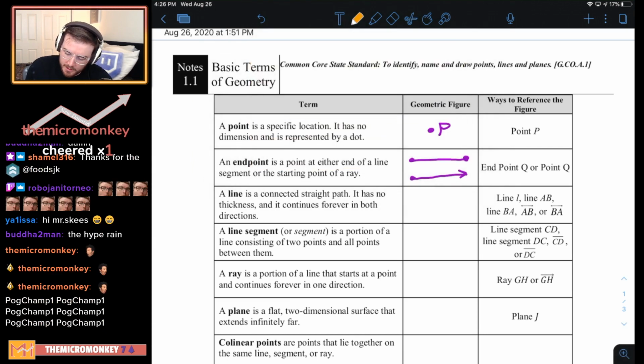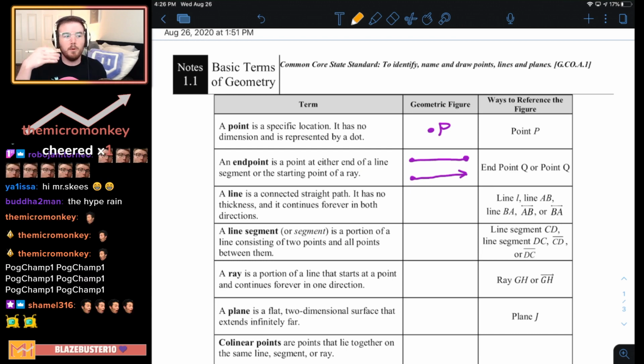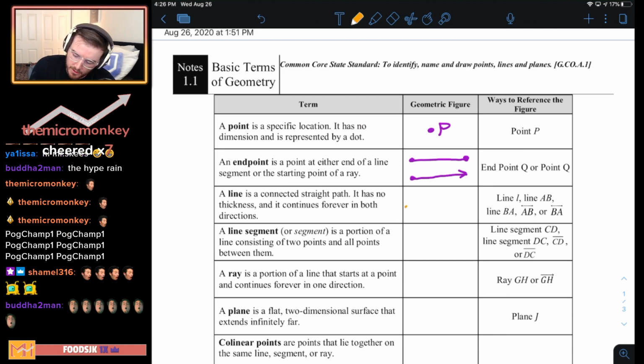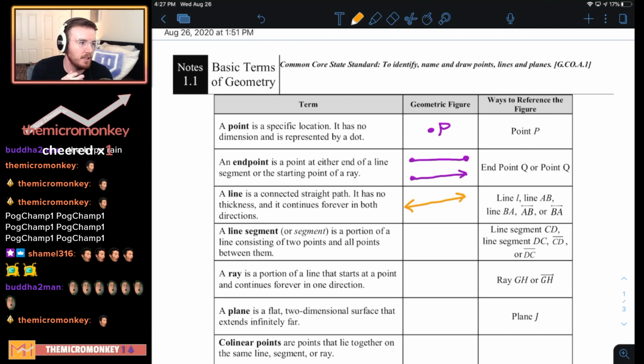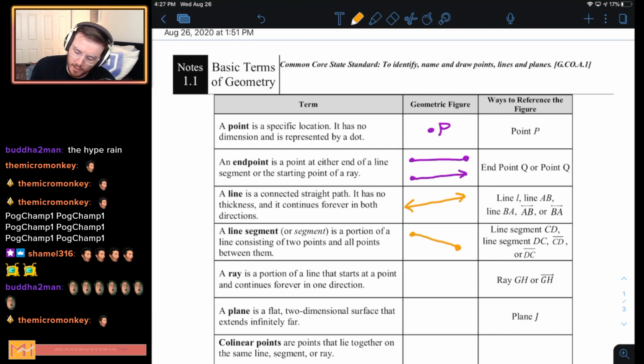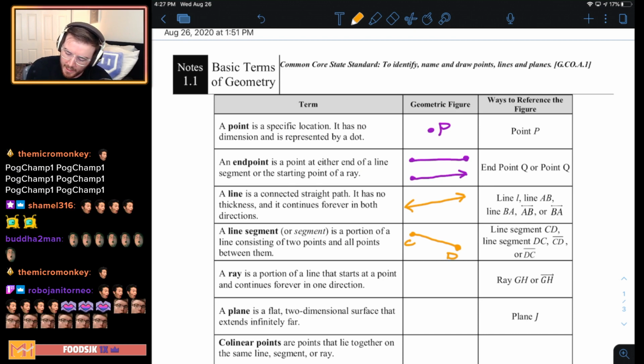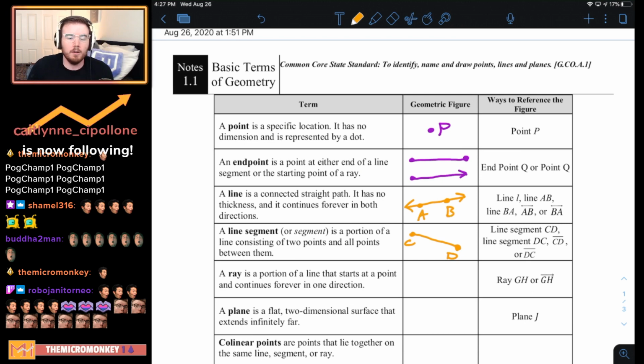A line segment. Lots of people confuse the words line and line segment. A line is something that has no beginning or end. It's infinite. It goes off in both directions. Whereas a line segment is something that has a clear beginning and end. So it has maybe endpoints C and D, whereas a line has no beginning or end. It just goes off infinitely.